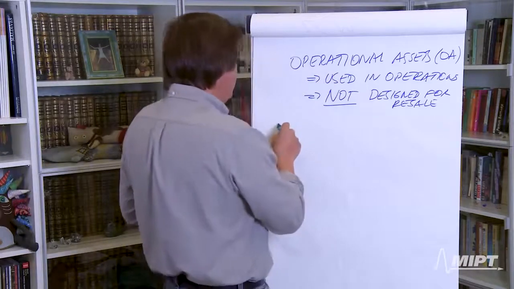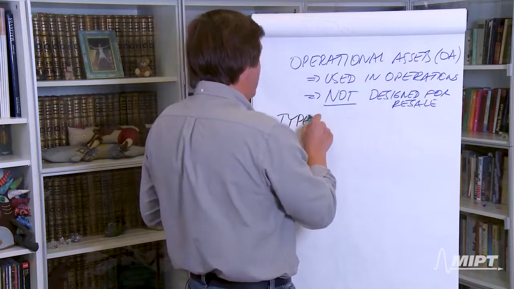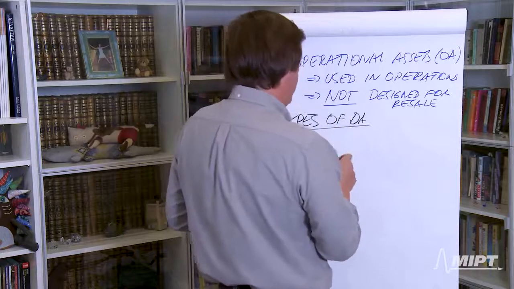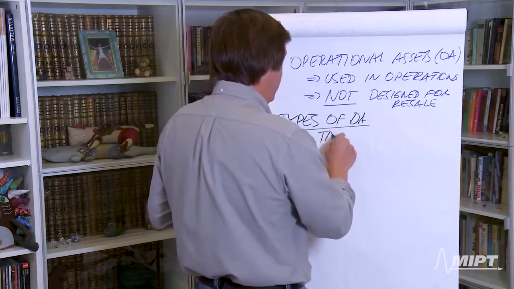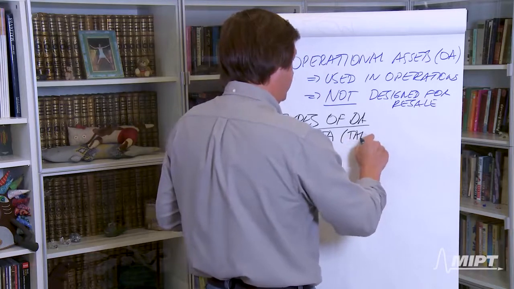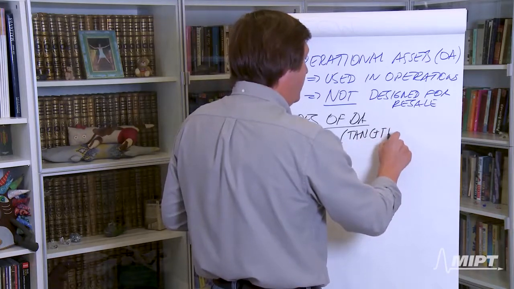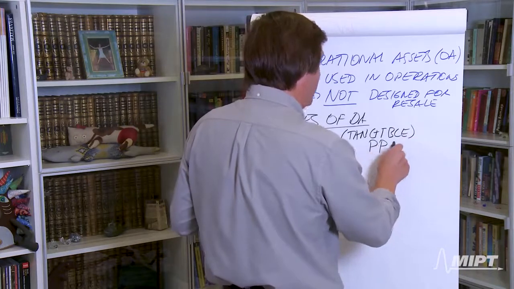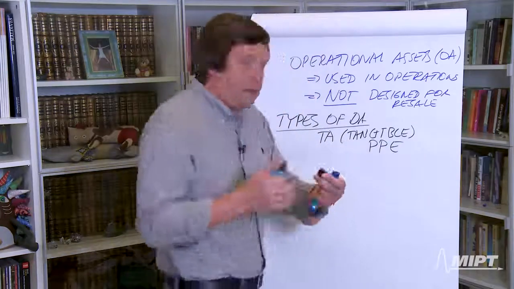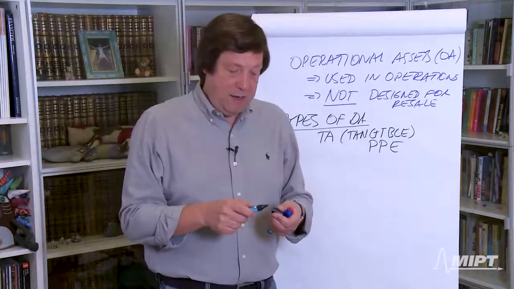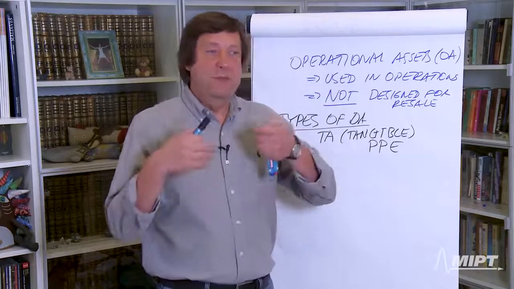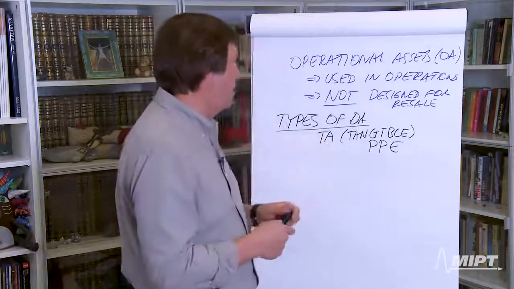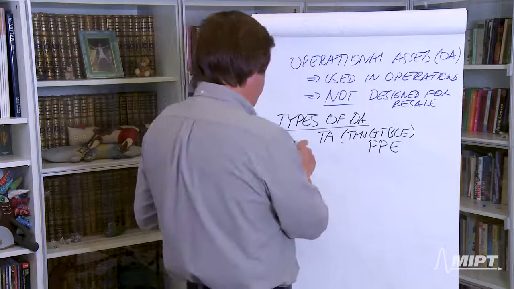Now, there are several major types of operational assets. And these include, first of all, tangible assets. These are the ones that are also oftentimes called property, plant, and equipment. And they are physical, all pieces of equipment, let's say machines, various kinds of special production equipment, they all fall here. So these are the first type.